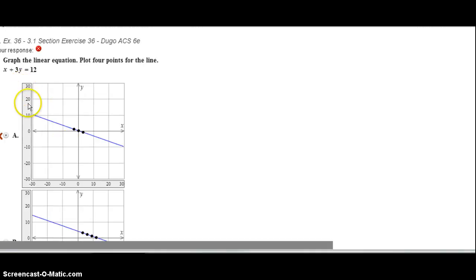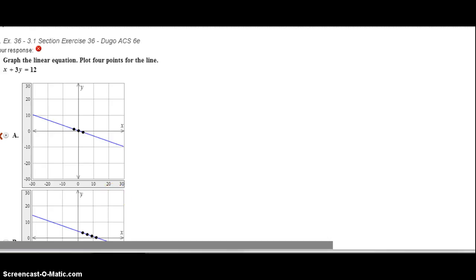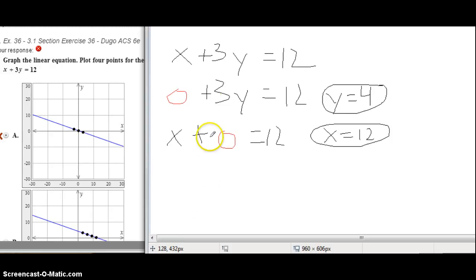Look at this graph here. Now the lines go up by 10 each time. So 10, 20, 30. If you're trying to plot some points on this line, the quick way to get 2 points is to find the X and Y intercept. To do that, you're going to plug in a 0 for X and find that point, and then plug in a 0 for Y and find that point.